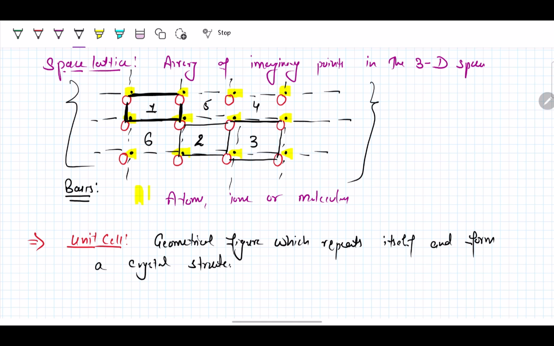Also, by knowing the properties of this unit cell, we can figure out the properties of the whole crystalline material. If we need to find out the properties of this crystalline material, what we need to study is the properties of the unit cell only. Once we know the properties of the unit cell, we can figure out the properties of the whole crystalline material. So this is a very important property, and the unit cell is defined as the smallest geometrical figure which repeats itself in space and in 3 dimensions to produce a crystal.